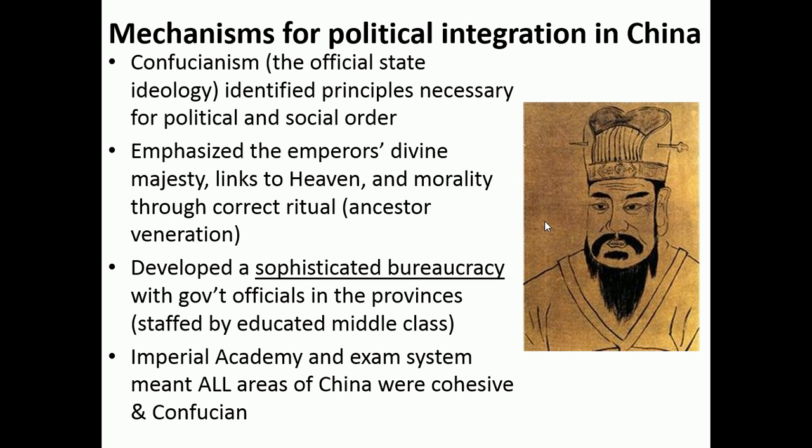Within this hierarchy, the emperor, of course, was up at the top, and he was not a god, but he had a lot of special links to heaven or the gods, and was associated with morality through the rituals that he was supposed to correctly and specifically conduct. And those rituals had to do with the veneration of his ancestors.